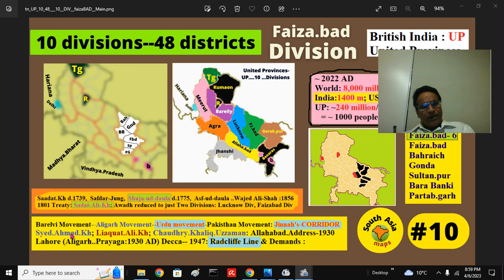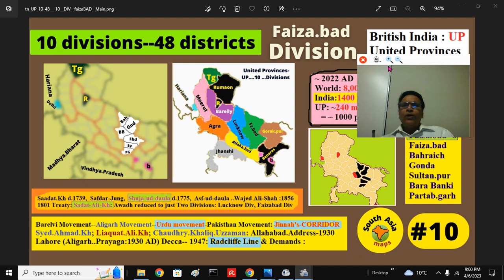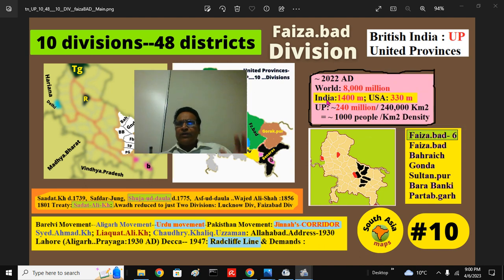Prominent leaders like Sir Syed Ahmad Khan, Liaquat Ali Khan and Chaudhary Khaliquzzaman, who later became the Governor General of East Bengal, East Pakistan, all of them hailed from this province. So it's very, very important to remember this province. And population wise also, the province has 240 million people as of 2022 in an area of 240,000 square kilometers. That means every square kilometer has 1,000 people if you distribute uniformly. That is a humongous amount of population on planet Earth itself.